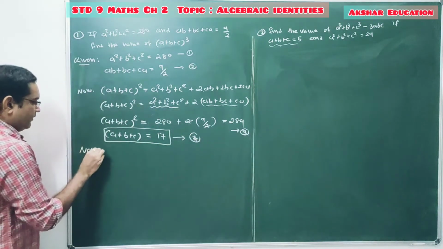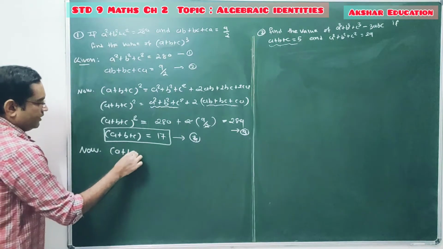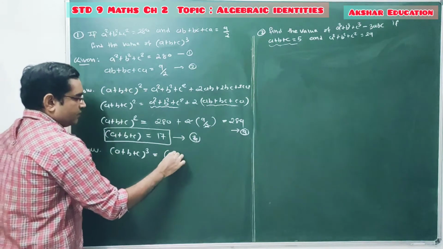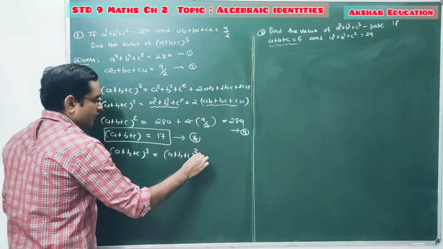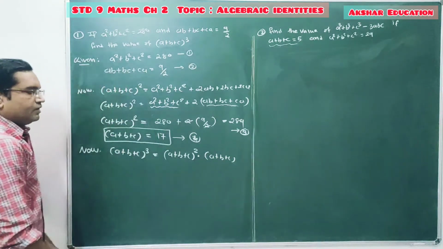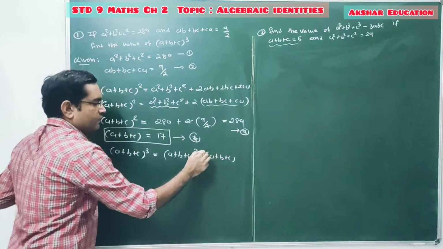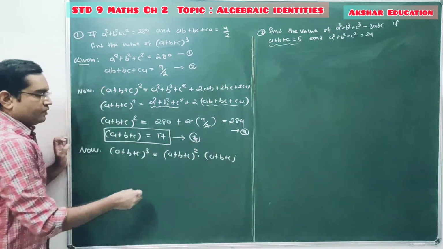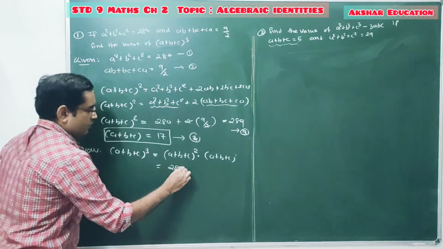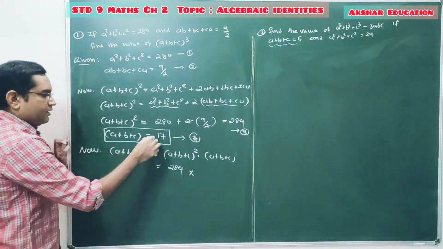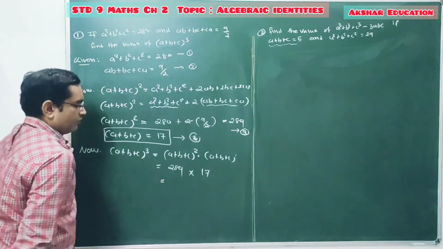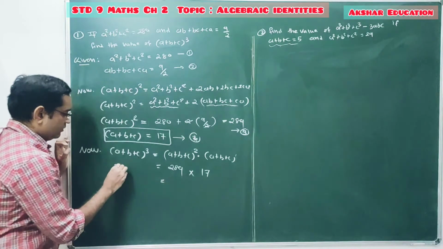So now we can find the value of a plus b plus c whole cube. So what is a plus b plus c whole cube? It's nothing but the multiplication of a plus b plus c whole square into a plus b plus c to the power 1. Clear? So the bases are equal, so we can add the powers. So 2 plus 1 is 3. So we derive the value of a plus b plus c whole square, which is 289, multiplied by a plus b plus c, which is 17. So multiply this 289 into 17.